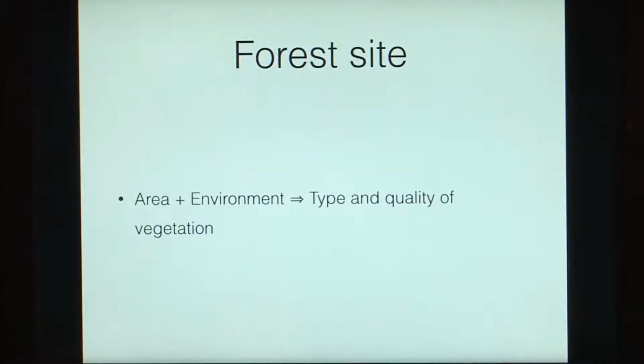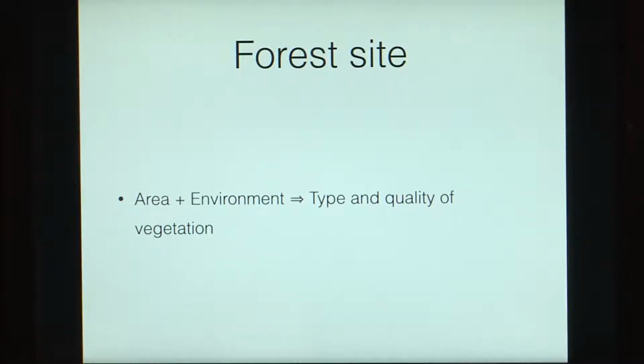So, what is a forest site? By a site we mean an area plus its environment. The area plus the environment will give us the type and quality of vegetation. The type of vegetation might be very different. For instance, in hilly areas you might have coniferous forests, in the plains you might have broadleaf forests. So, the type of vegetation will vary, and also the quality of vegetation as determined by its diameter, its height, its volume, and by a number of other factors. So, area plus environment gives you the type and quality of vegetation.